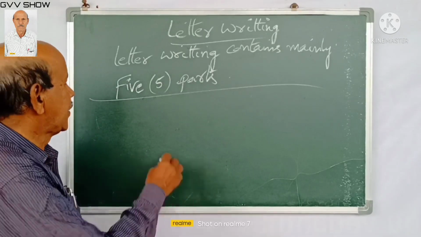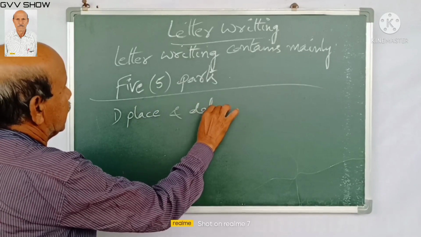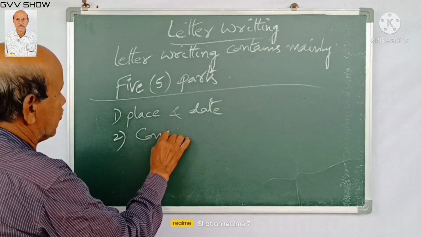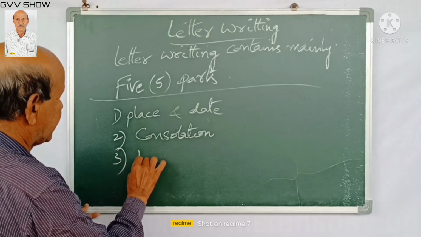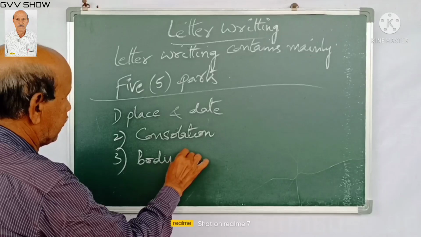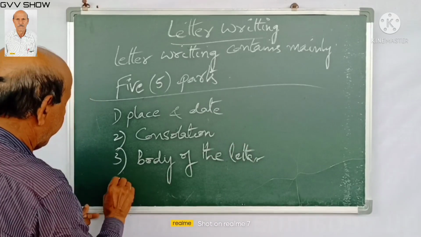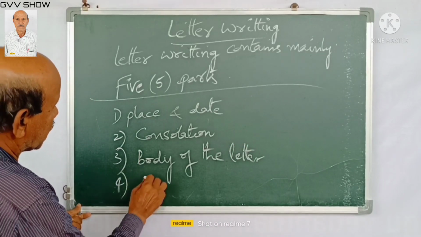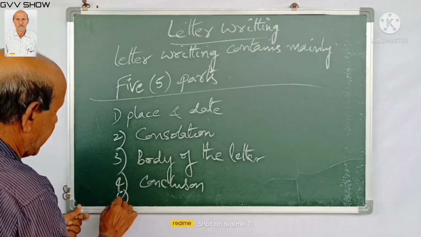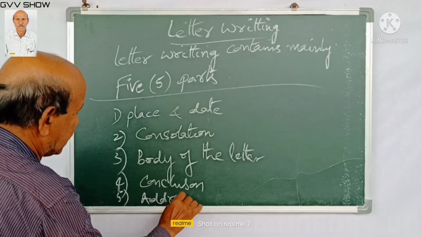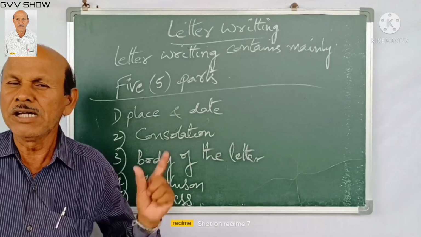Number 1, place and date. Number 2, consolation. Number 3, body of the letter. Number 4, conclusion. Number 5, address, whom we write to. So these are the 5 parts mainly in letter writing.